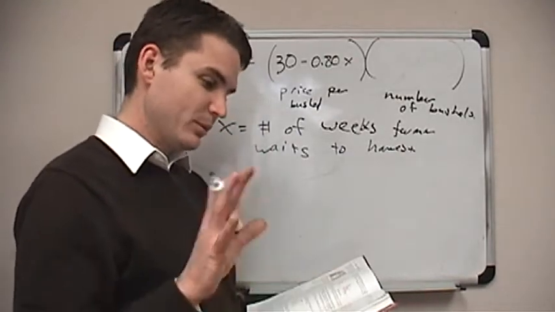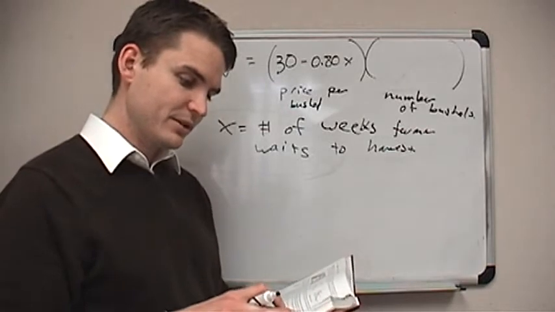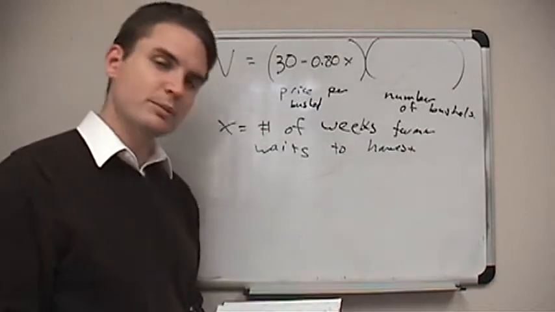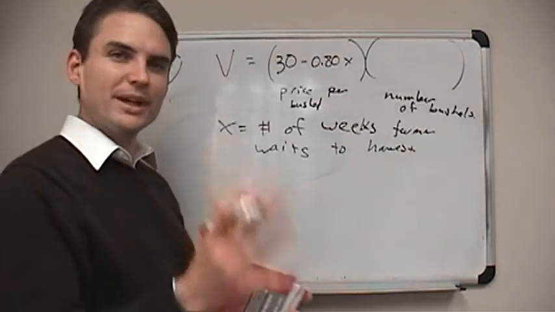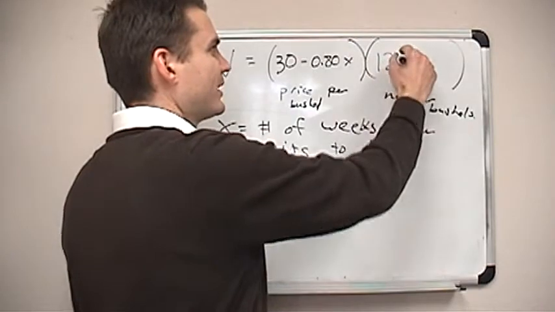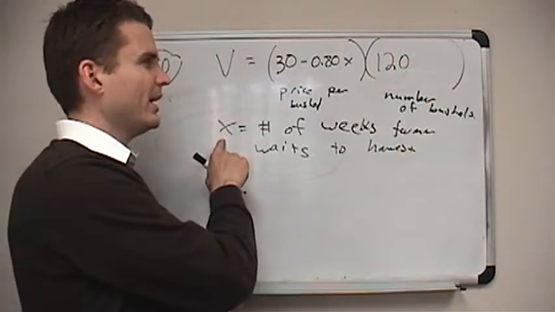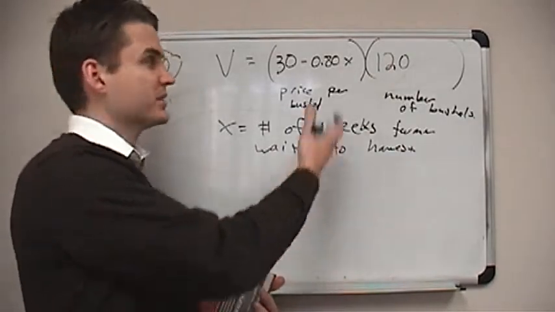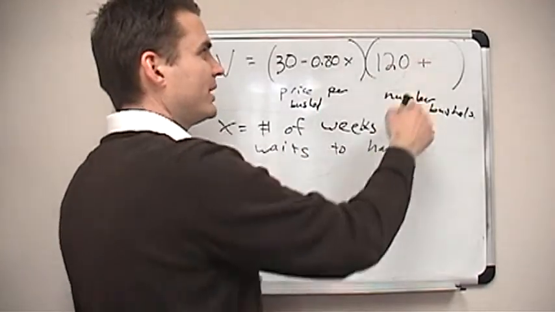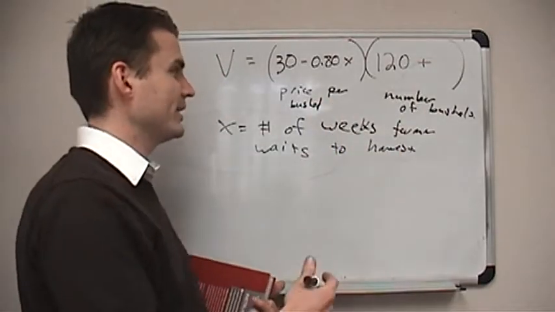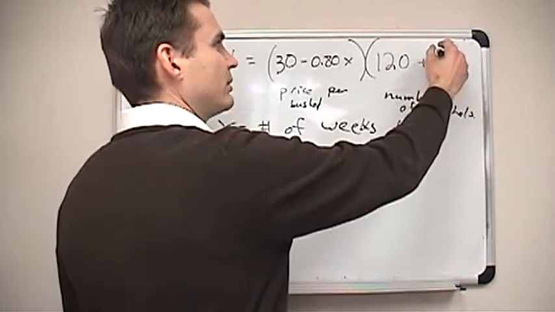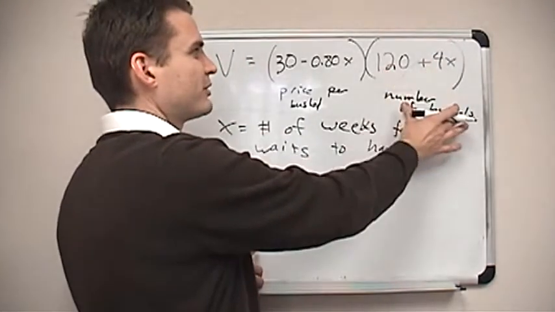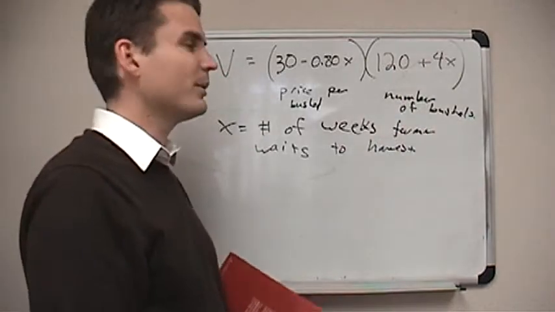Okay, so number of bushels. Well, again, they say right now the farmer estimates there are 120 bushels of strawberries in the field, and that the crop is increasing at a rate of 4 bushels per week. So right now, at the beginning, there are 120 bushels, but for each week we wait, we're going to add 4 bushels to that. So if x was 0, we don't wait at all, we just have 120. But if we waited 1 week, we would have to add 4 bushels. If we waited 2 weeks, we'd have to add 8 bushels. So we want to add 4x to this formula. This will give us the number of bushels incorporating the amount of time we wait.